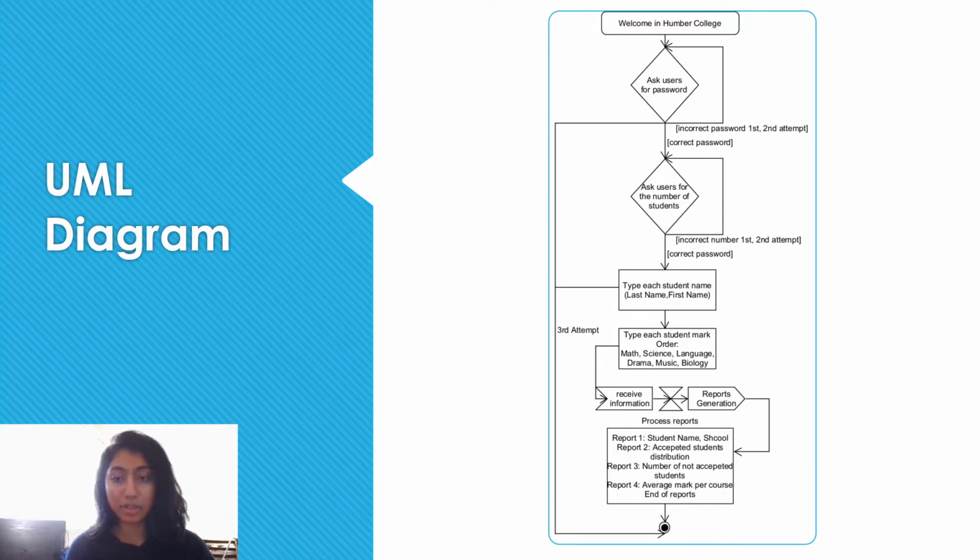Once the correct number has been entered, it moves to the third step, which asks to type in each student name in the format last name and first name. In the next step, it prompts the user to type each student's marks in the order math, science, language, drama, music, and biology. Once all this information is received, the system generates reports on the basis of pre-fed reports in the system. All 4 types of pre-fed reports will display on the basis of the information collected. The first report is student name and school. The second report is accepted students distribution. The third report is number of students that are not accepted, and the fourth report is average mark per course.